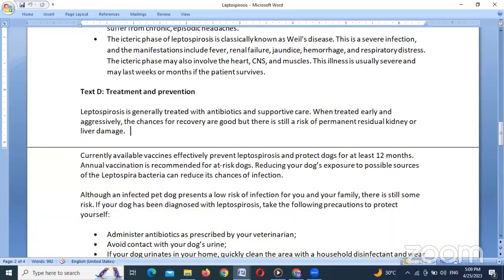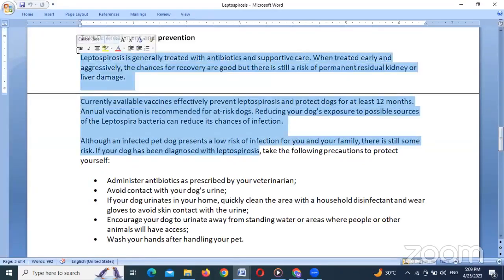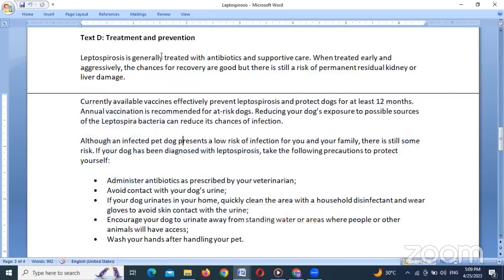Then we have the last text D, which is about prevention and treatment. In this part they are talking about treatment, almost all of it is about treatment. And here is the prevention. Just quickly skim and scan, please. Treatment and prevention.